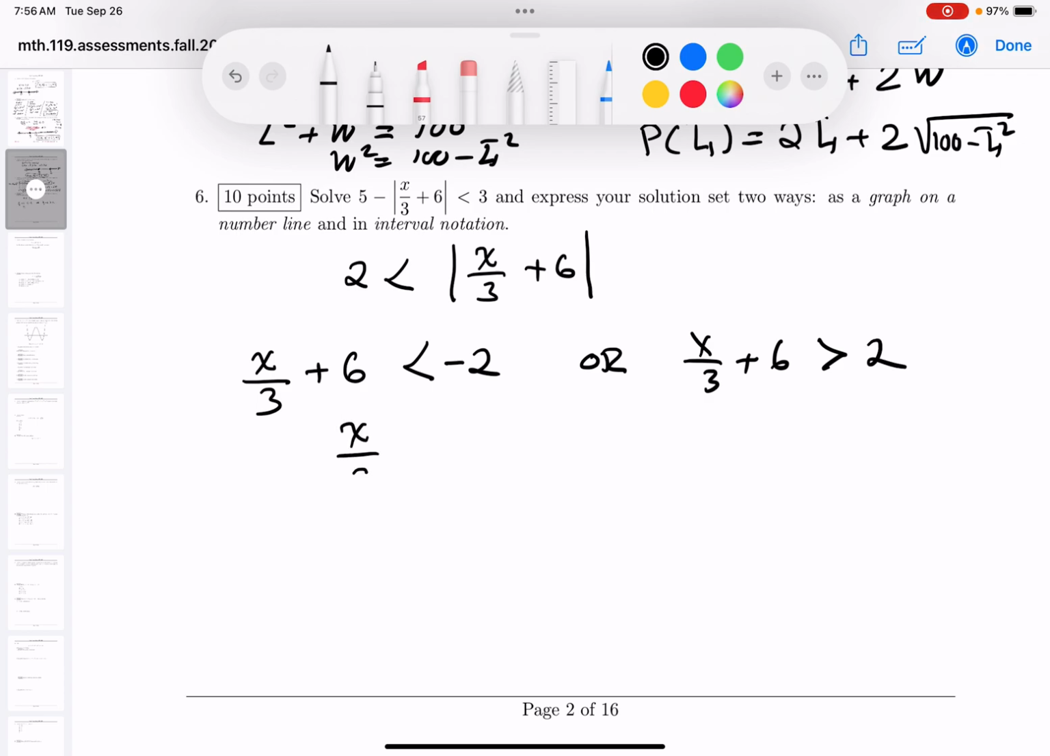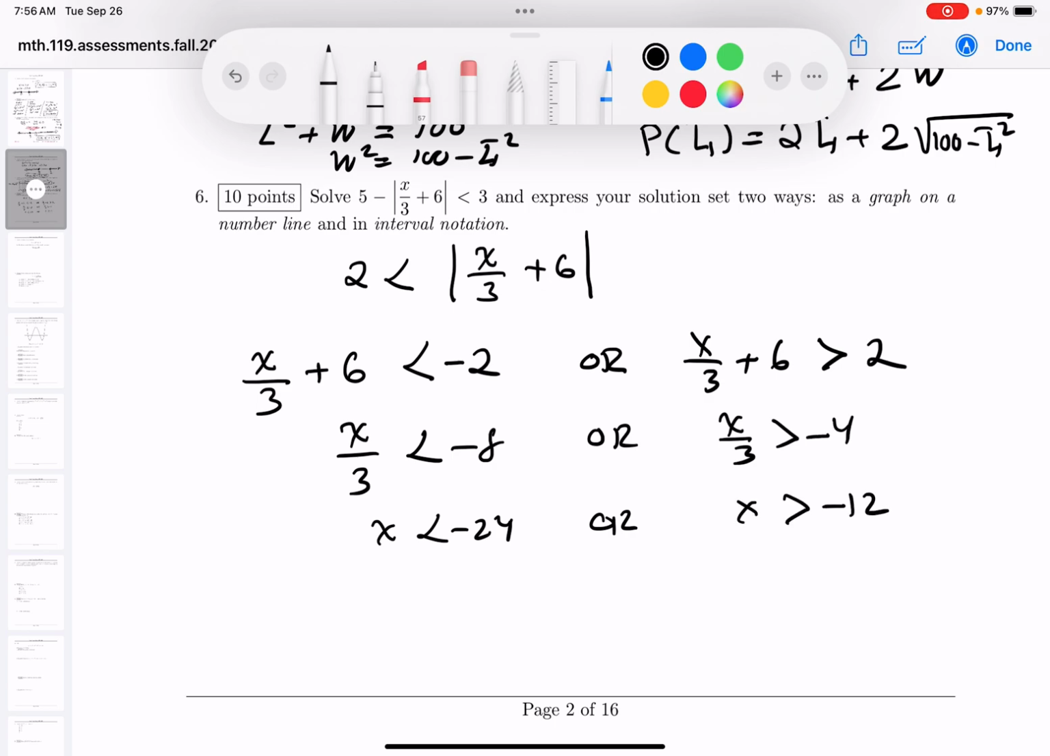Put this down, x over 3. Take away 6 from both sides, you get minus 8. Multiply both sides by 3, you get minus 24. This is all connected by an or, which is a union. This over here is x over 3. Take 6 from both sides, you get minus 4. Multiply both sides by 3, you get this over here. What do you have now?